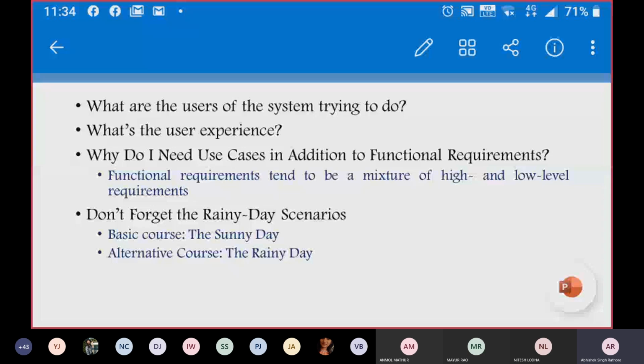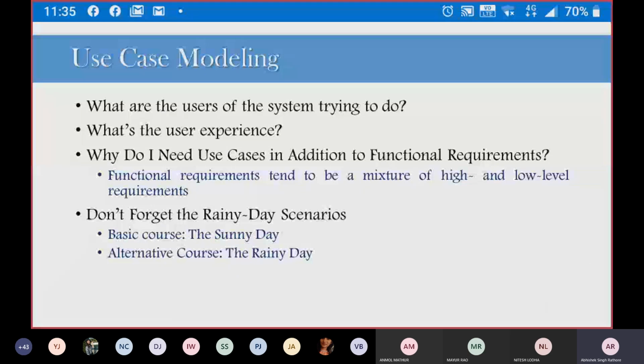When we only have functional requirements documents, we cannot visually identify which functional requirements are related to which actors, or they may be ambiguous. So we have to avoid the ambiguity, in addition to avoiding the mixing of high level and low level functional requirements. In use case modeling, we usually add high level functional requirements, and then we sort out all low level requirements in the sequence models and the interaction models that are available. Then don't forget to add the rainy day scenario.